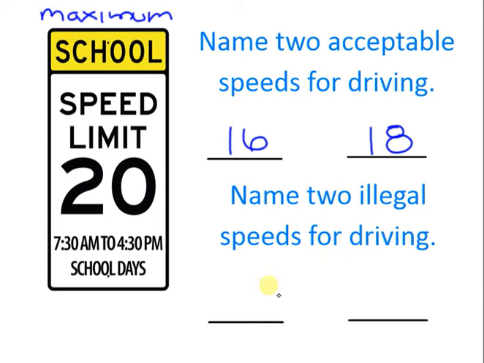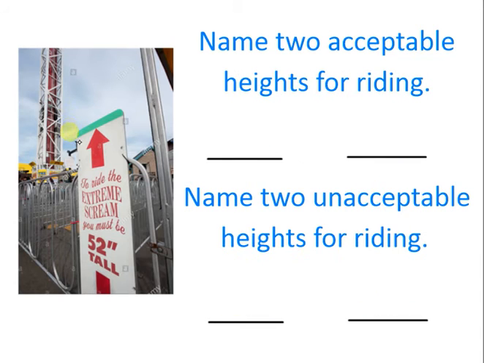Name two illegal speeds for driving. Okay, so if you were to be driving illegally, what two speeds would you be driving? Well, you could be driving 24 miles per hour. You could be driving 32 miles per hour. So basically, you can name any speed above 20 miles per hour. Okay, so in order to be in compliance with this sign, you need to be under 20 miles per hour because 20 miles per hour is the maximum. And this will all start to make sense in just a little while.